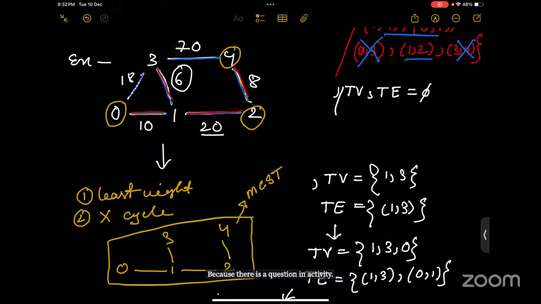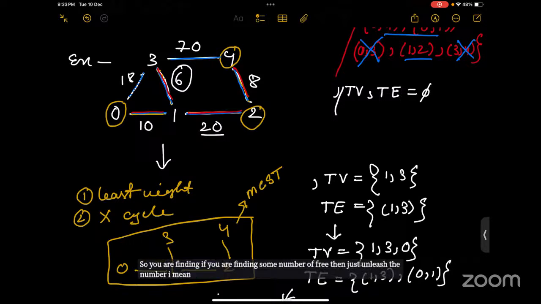Possible number of spanning trees. Can I give the number for that question? Yeah, you can just scan the graph. I don't remember any specific formula to calculate the possible number of spanning trees. But if you scan the graph, then you can form the trees, right? So if you are finding some number of trees, then just list the number. This should be the way.